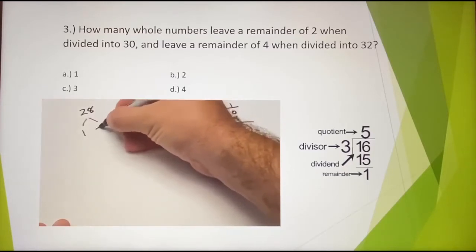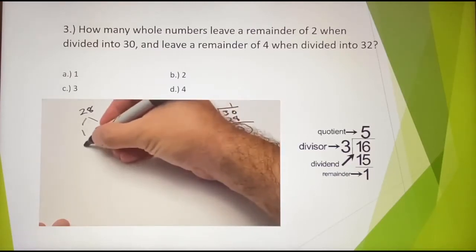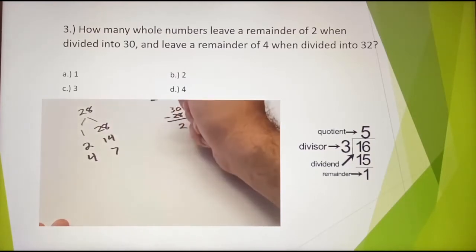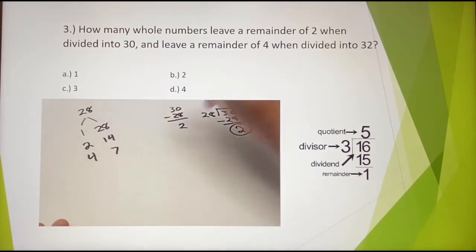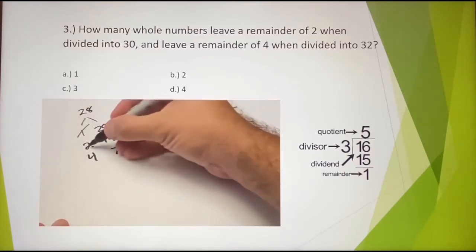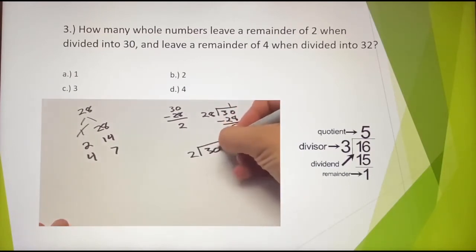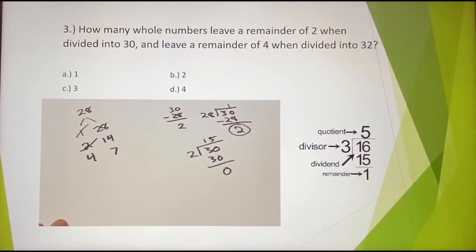Now, 1 times 28 will give us 28, but 1 will never have a remainder when you divide it. Every number is divisible by 1. So we also have 2 times 14, and then we have 4 times 7. Those are all the factors of 28. We can immediately cross out the 1. It's not going to have a remainder. 2, if we divide 2 into 30, it goes 15 times with a remainder of 0. So we can cross the 2 out.